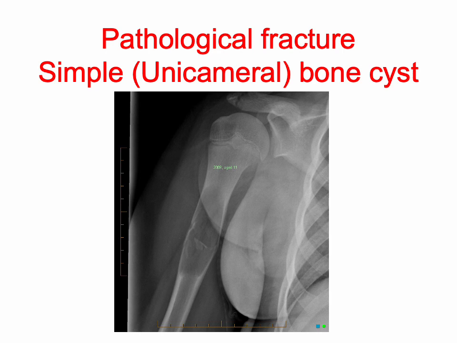So simple bone cysts are common non-neoplastic lucent bone lesions, usually asymptomatic, usually seen in children in the first and second decades of life with a mean age of diagnosis of 9 years, common in the proximal humerus and proximal femur.